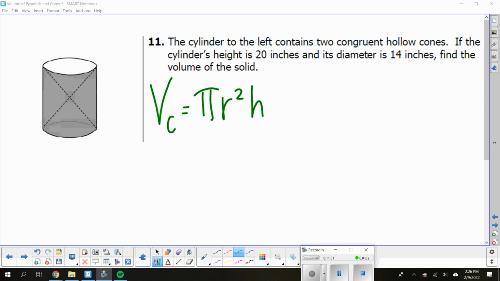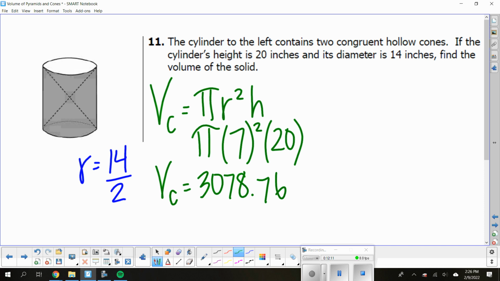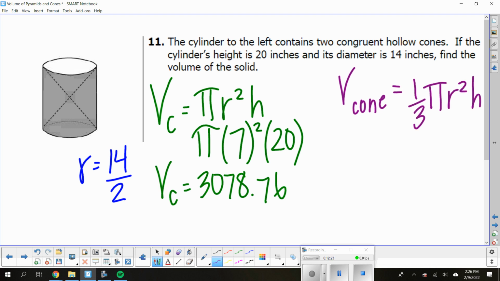Okay, so our volume would be pi times radius, which is actually going to be 14 divided by 2 to give us 7, squared, times our height, which is 20. And that gets us a volume for our cylinder of 3,078.76. So now we have to find the volume of our cone. And that formula is 1/3 pi radius squared times height.